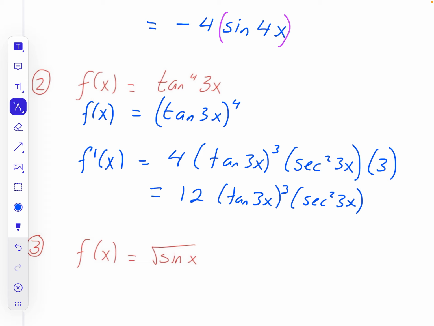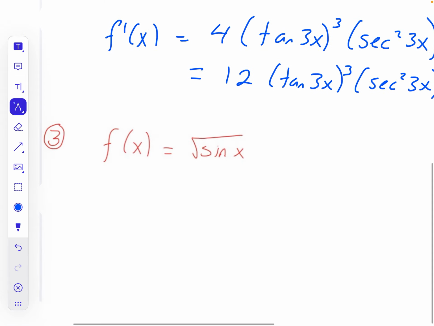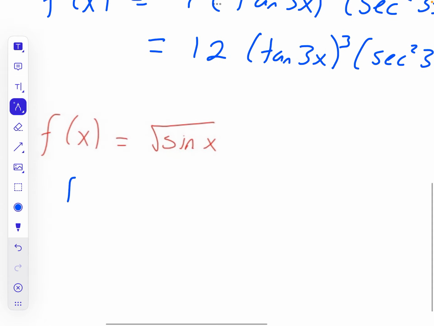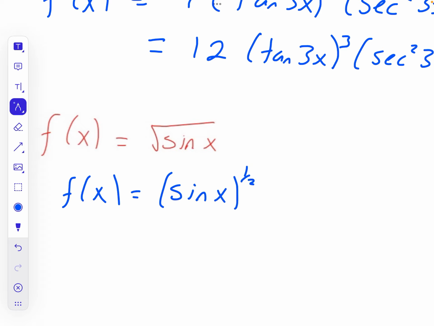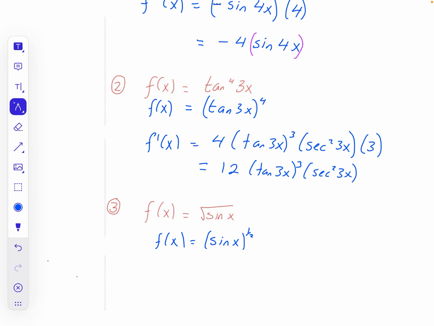Okay, and the last one we're going to do here, we're going to do f of x is equal to the square root of sine x. Now, as we did in an example earlier, square roots and calculus don't go very well together. So I'm going to get rid of that square root, but there's nothing I can do to get rid of it, but I can change it into the power of a half.